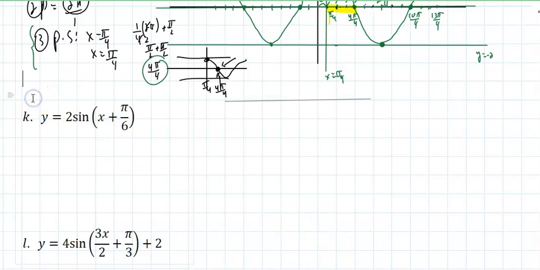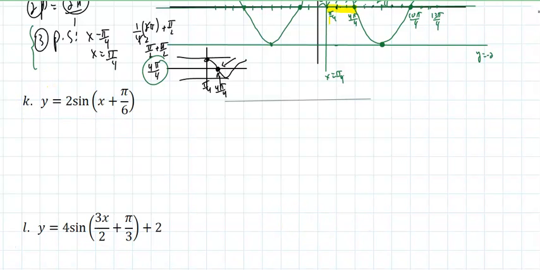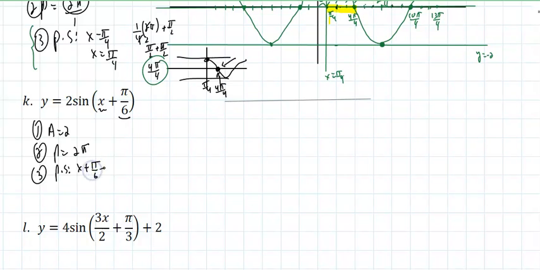Now let me clear this one up. Okay, now first one is always the messiest. Let's see the second one. I have an amplitude of 2. I have a period of 2 pi. I have a phase shift of x plus pi over 6 equals 0, which means x equals negative pi over 6.